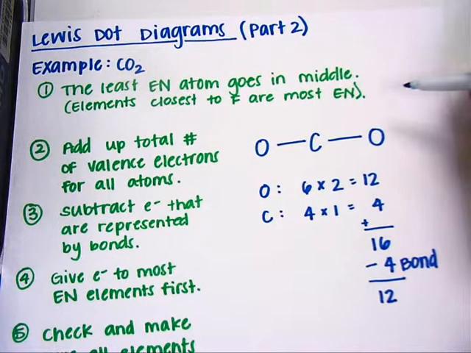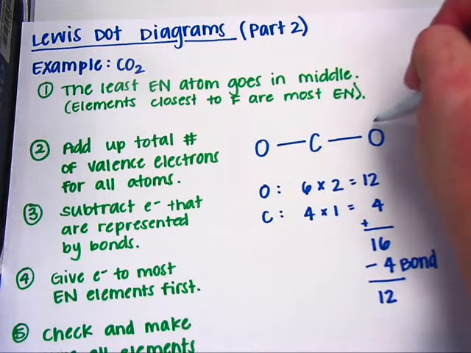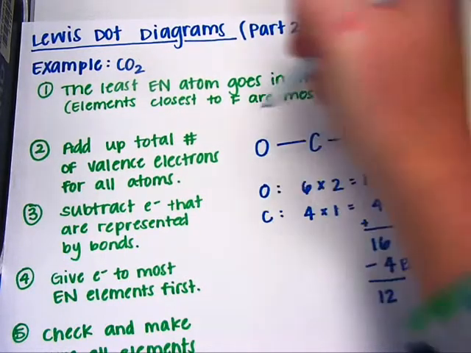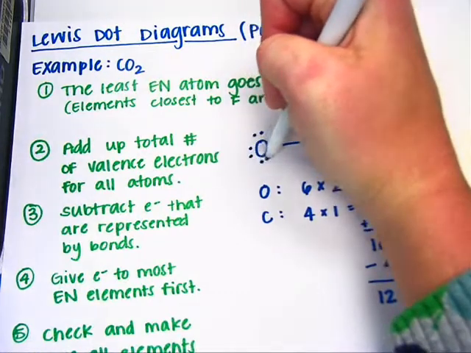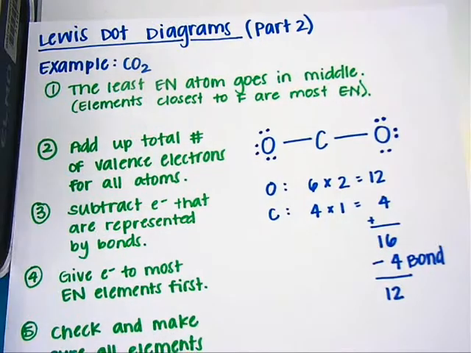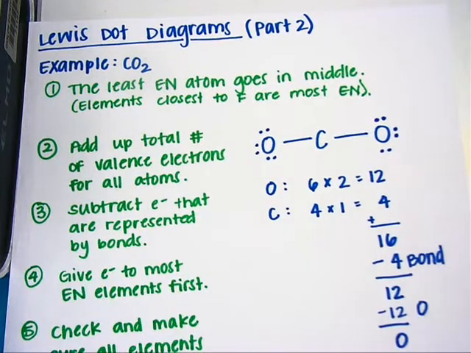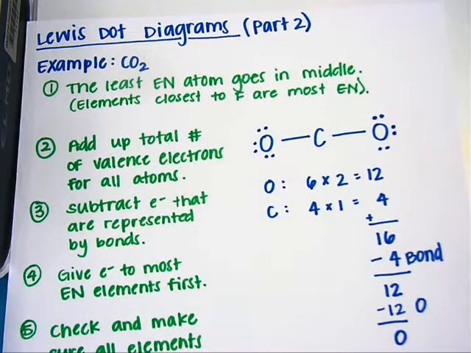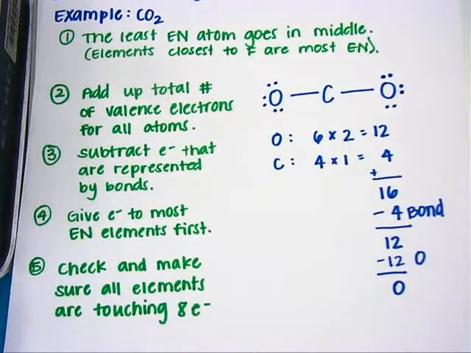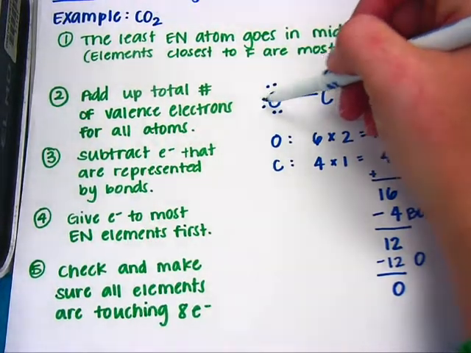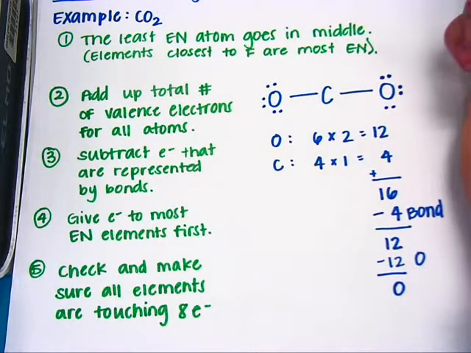I'm going to give those electrons out until I run out or until the oxygens are full. So 2, 4, 6, 8, 10, 12. Okay, so once I have my 12 electrons given out, I'll subtract those 12 that I just gave to oxygen, which leaves me with no more electrons. And then I need to do step 5, which is to check and make sure that all of my atoms are happy, that they're all touching 8 electrons. If you look here, we have 2, 4, 6, and then this line represents the other 2, which makes 8.